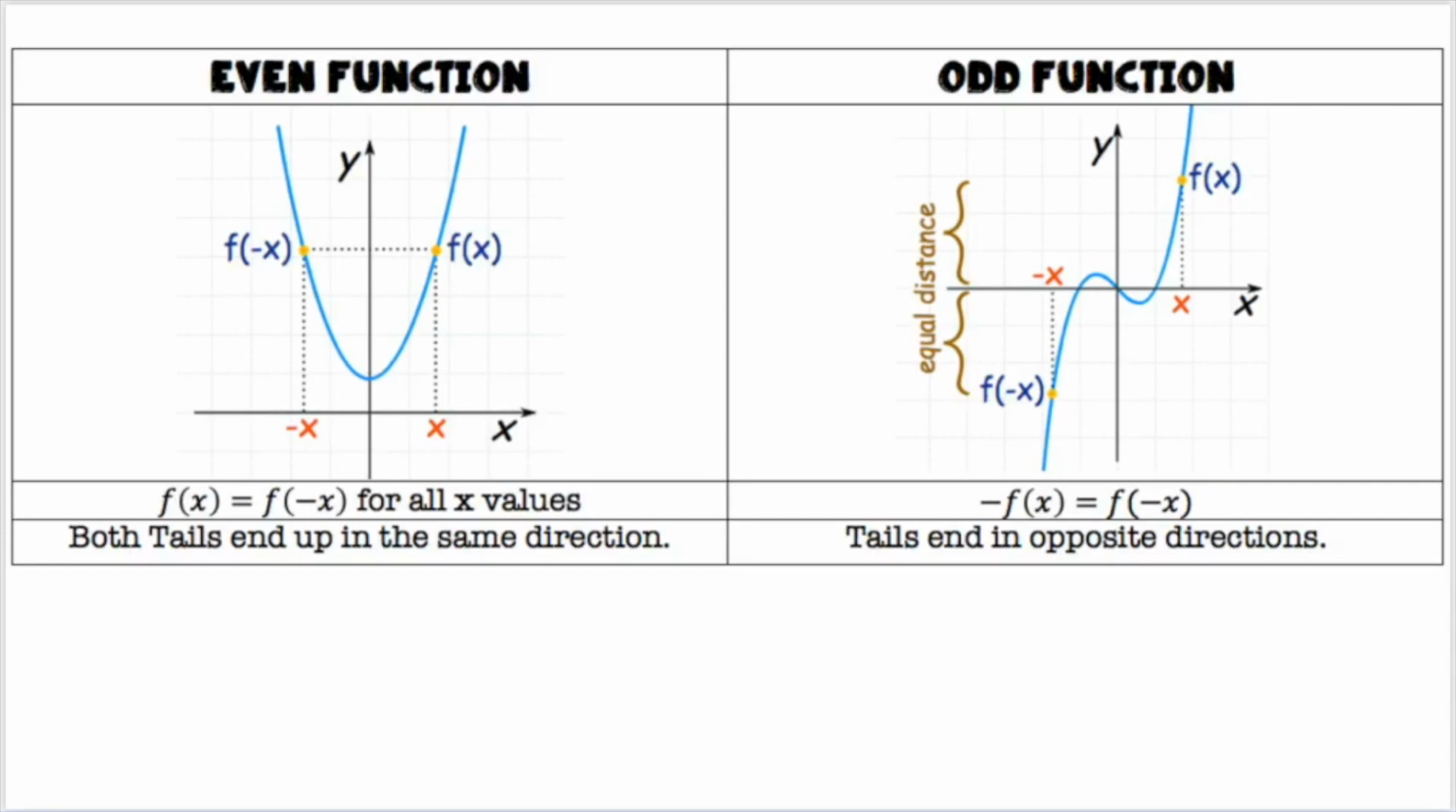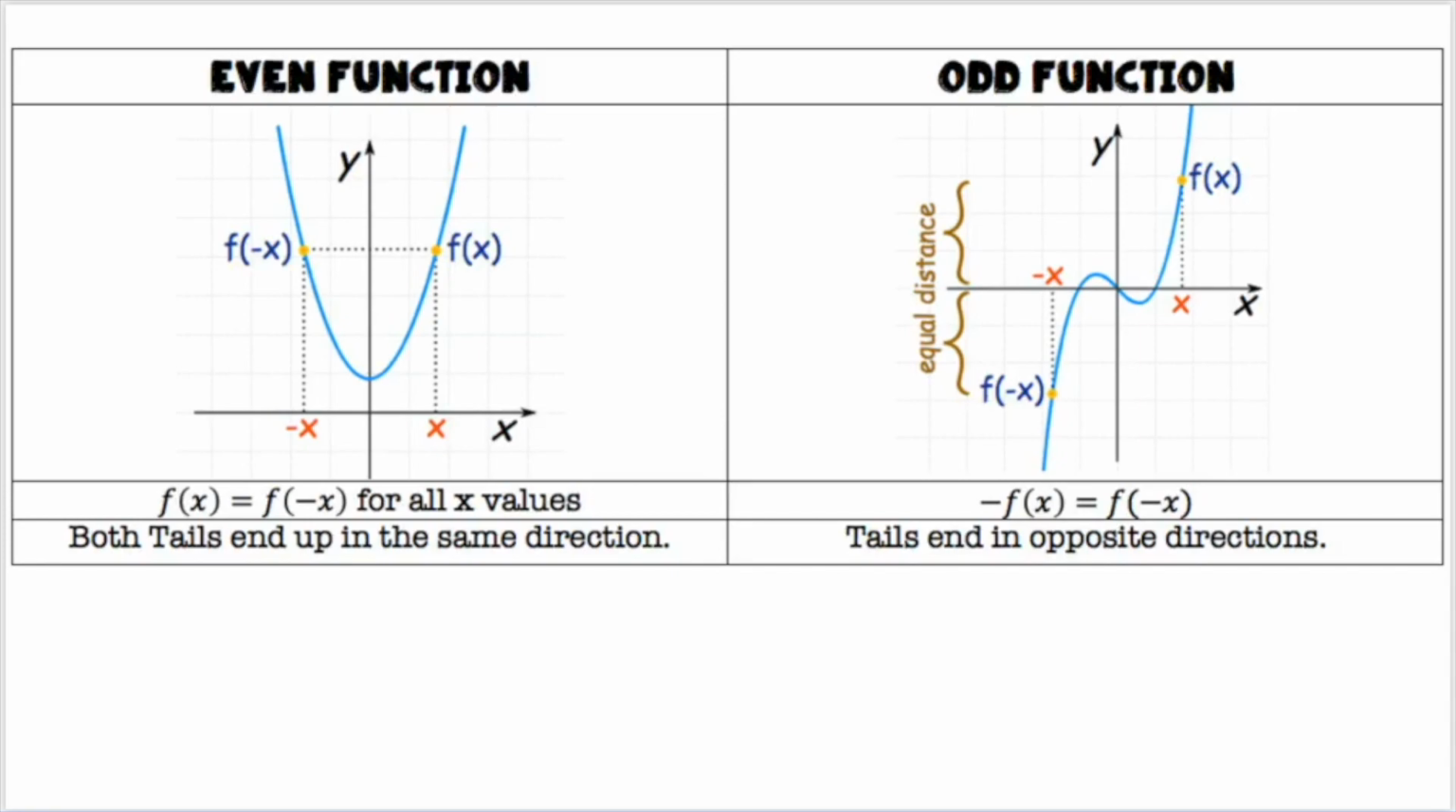So for example, if one side was 2 comma 5, then the opposite side would be negative 2 comma 5. So it's going to have the same y value, but just the opposite sign for the x value. And if it does, then that means it's an even function.